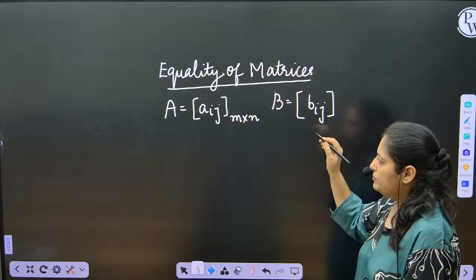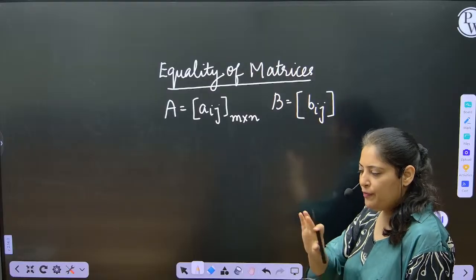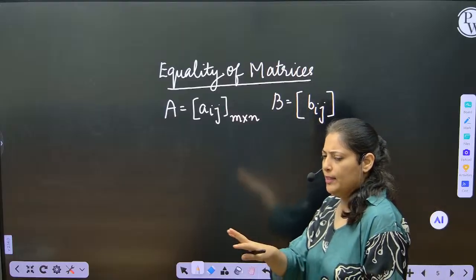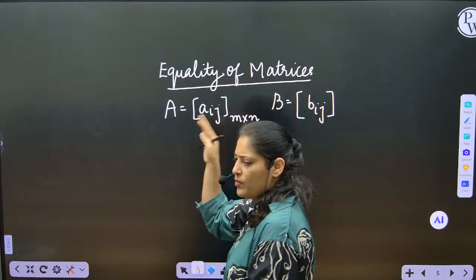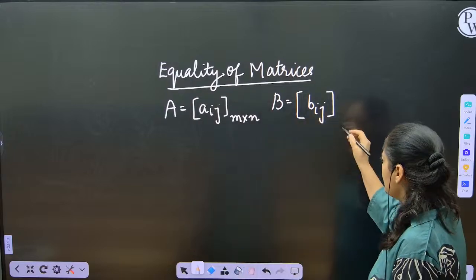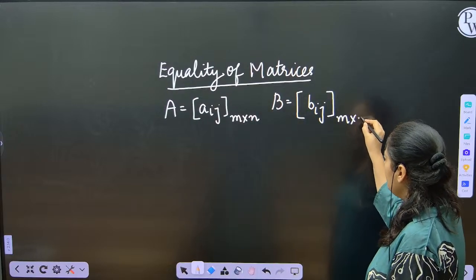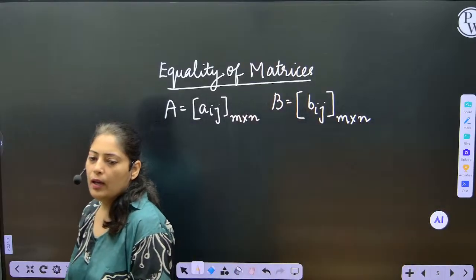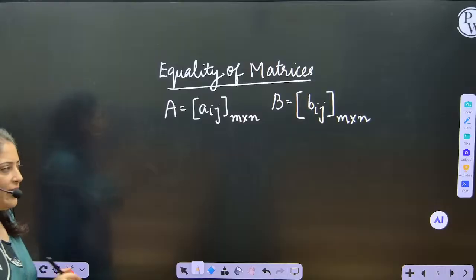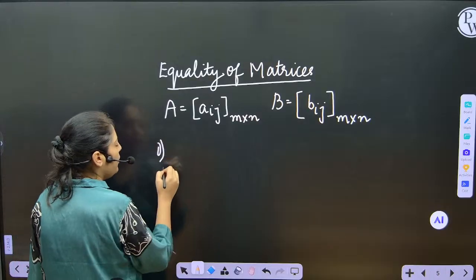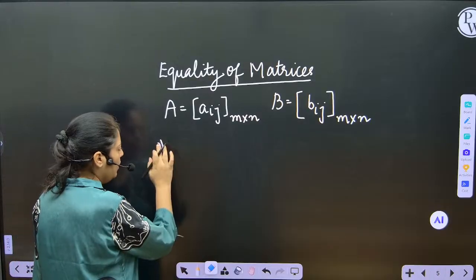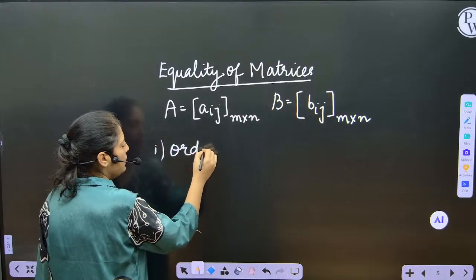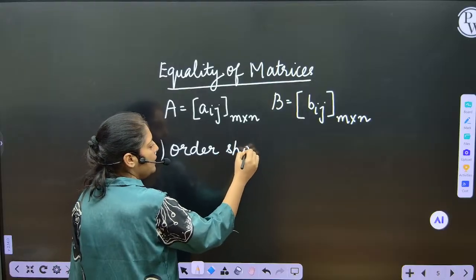So for equality, I'll tell you the condition. Two conditions will be there. If it is satisfying both the conditions, then these two matrices will be equal. That I'll tell you later, but right now I'm writing them as different. Now, what does it mean? Two conditions for two matrices to be equal. First condition is order should be same.